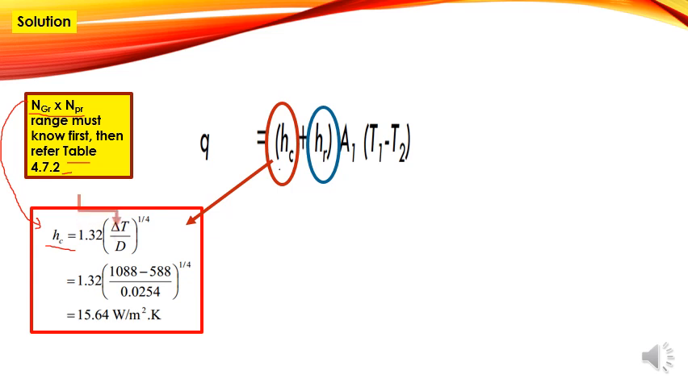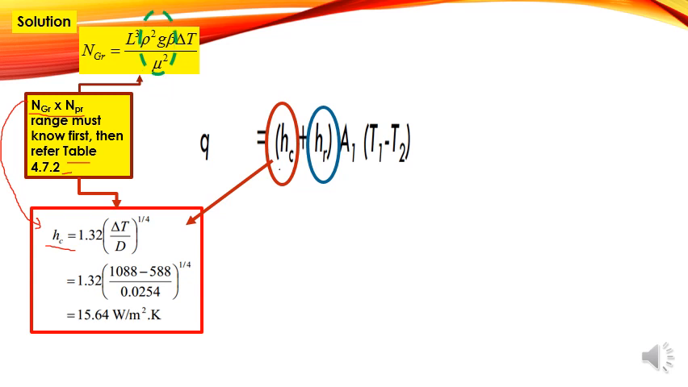The formula for the Grashof number is given there, and if you notice, these terms in the Grashof number, labeled as alpha, can be directly obtained from the tables.